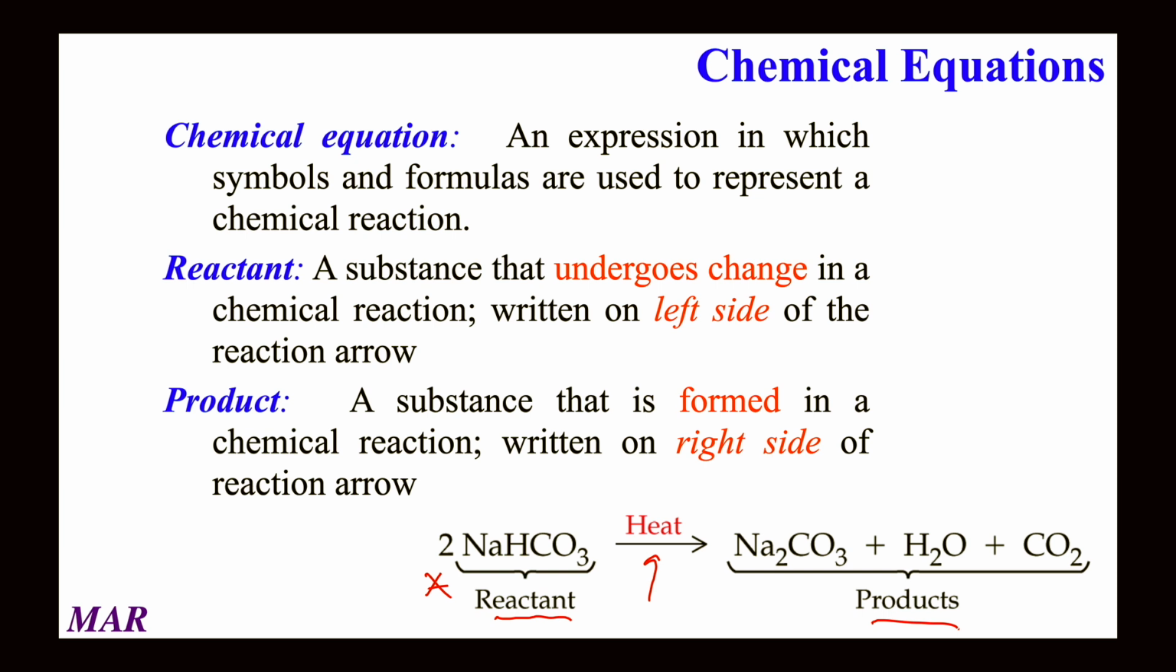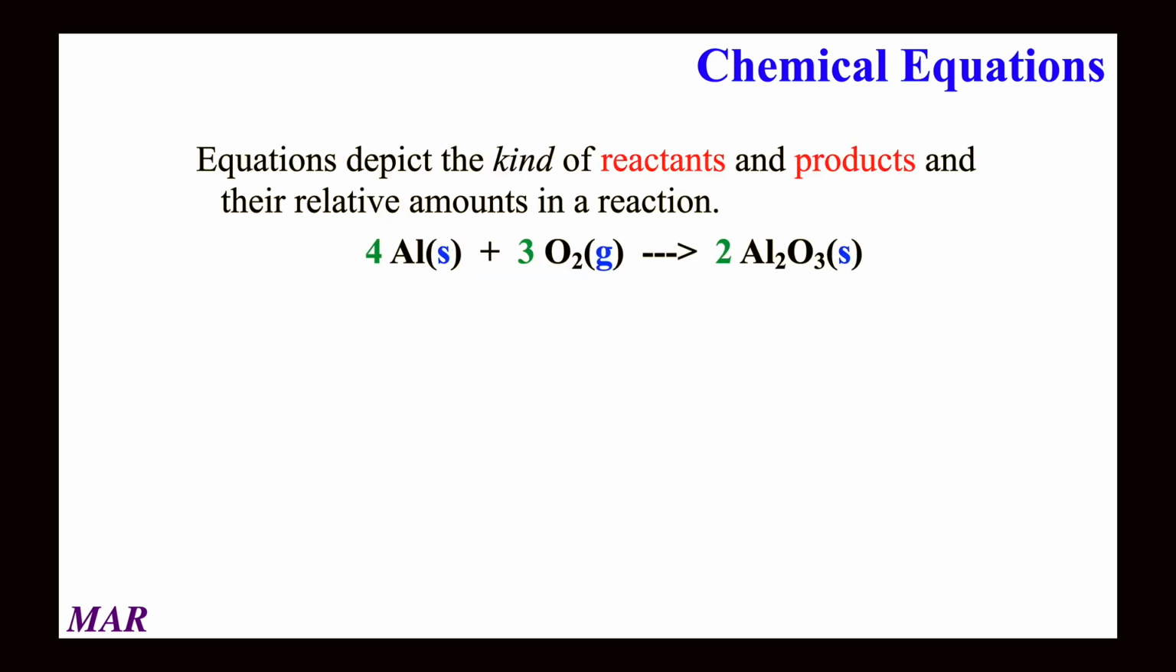And for our classes right now, reactants will always be to the left of the arrow, and products will always be to the right of the arrow. Here's another chemical reaction, this time between aluminum and oxygen, making aluminum oxide. And the numbers there in front in green, you can see, are quite different. And the numbers I'm referring to are the 4, the 3, and the 2.